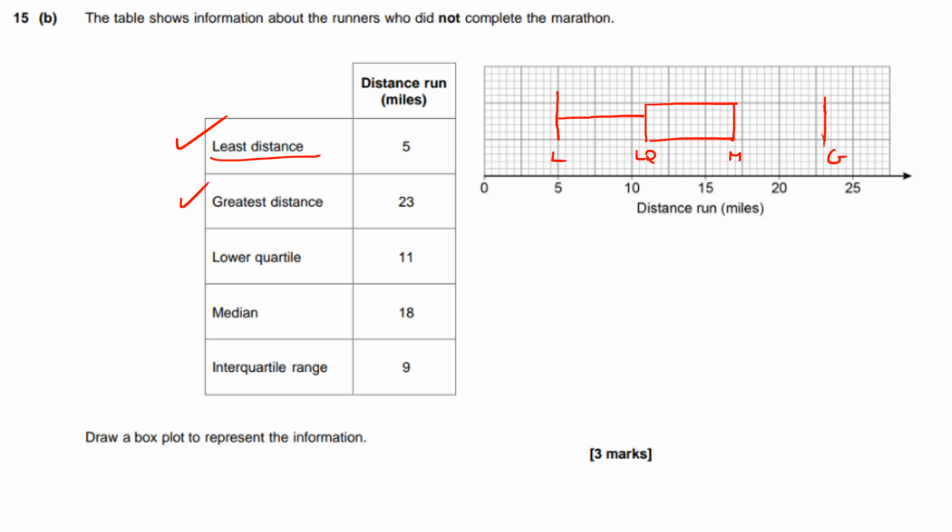and the interquartile range is 9, so that means from 11 we'll need 9 more. So it's going to be 20. Because upper quartile take away the lower quartile is going to give you the interquartile range. And this is how I complete my box plot, and that's how I get 3 marks from it.